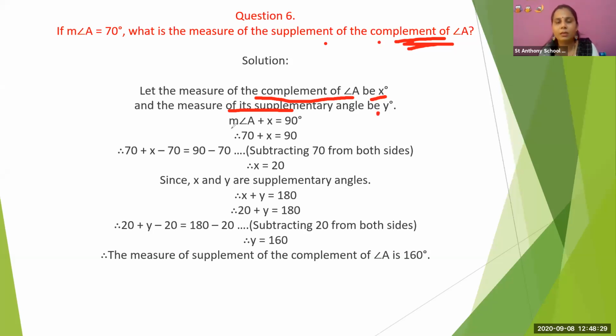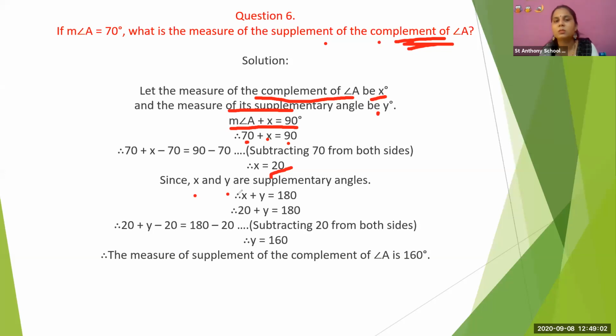Now let the complement of the measure of angle A be x. So measure of angle A plus x is equal to 90 degrees. Okay. Now angle A is how much? 70 degrees. So 70 plus x is equal to 90 degrees. Now we don't want this 70 with x because we have to find the value of x, right? So x is equal to 90 minus 70, which is equal to what? 20. Okay.